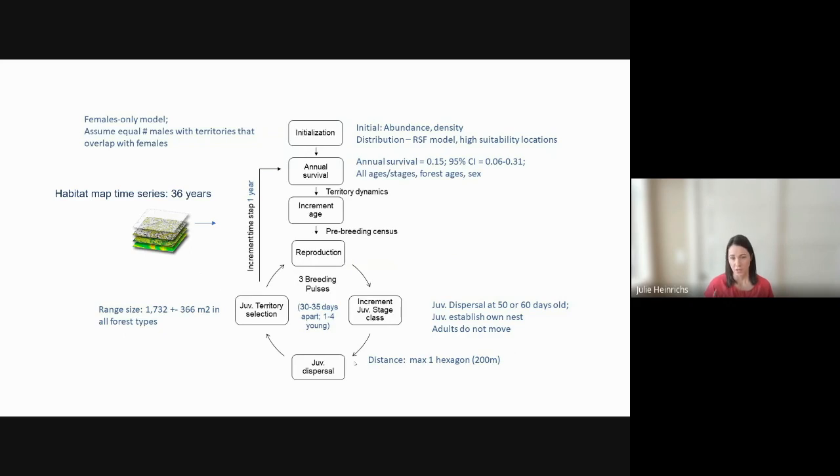We allowed the individuals to go through this cycle of events, starting with survival and aging, and then three pulses of breeding and reproduction in a year. And then we would swap out the old habitat map for a new habitat map, and then time would increment. We would repeat this process through the 36 years and several replicates, and then combine all the results to look at what the potential impact to populations would be under different scenarios.